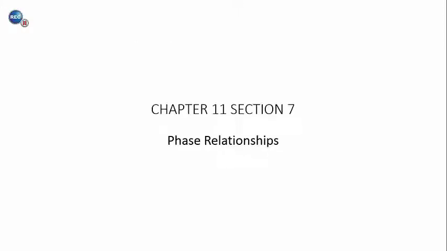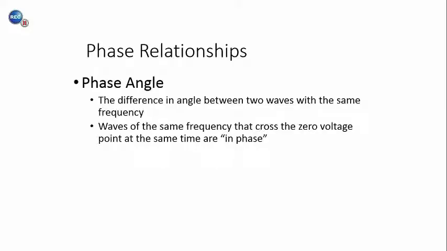This is section 7, phase relationships. And so we are talking about sine waves, and they have period and frequency. And when we have two different sine waves, they can be said to be in phase or out of phase. And so the difference in angle between two waves with the same frequency is called the phase angle.